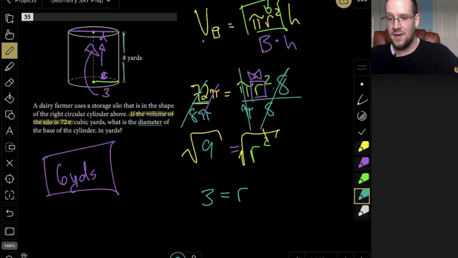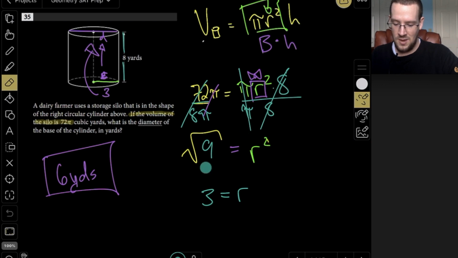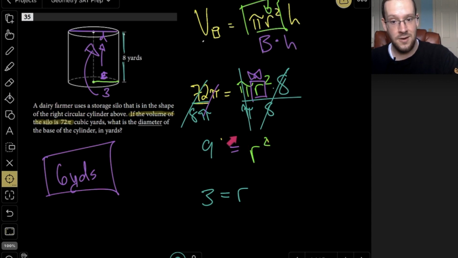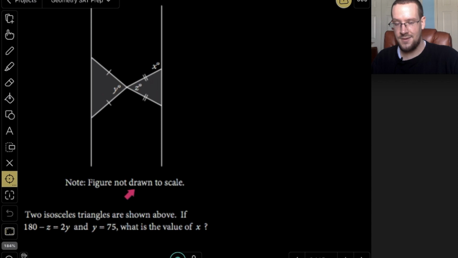Can you isolate a variable? I know that sometimes when we get down to this part, we think, uh-oh, what do we do to squares? Oh no, just ask yourself, r squared is 9. Some number, r, times itself squared is 9. What number squared is 9? Not 1, not 2, it's 3. Figure not drawn to scale.